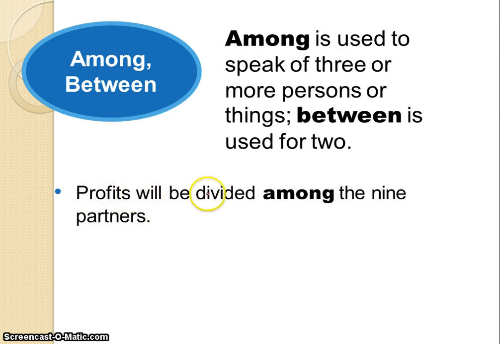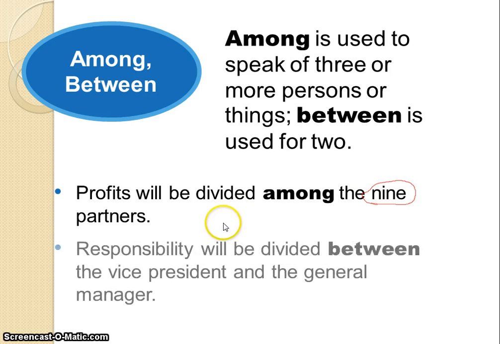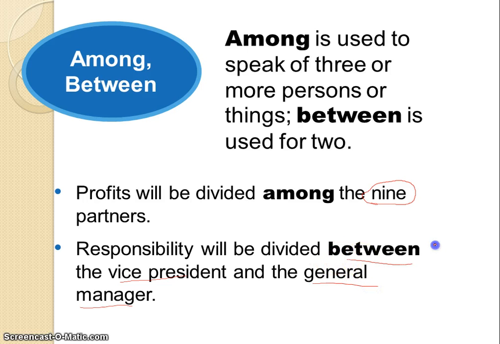Okay, so profits will be divided among the 9 partners. Well, we have 9 people here that are getting divided, so we have to use among. We don't use between. We don't say profits will be divided between the 9 partners. Responsibility will be divided between the vice president and the general manager. We have 2 people we're going to divide this between, so we use the word between.